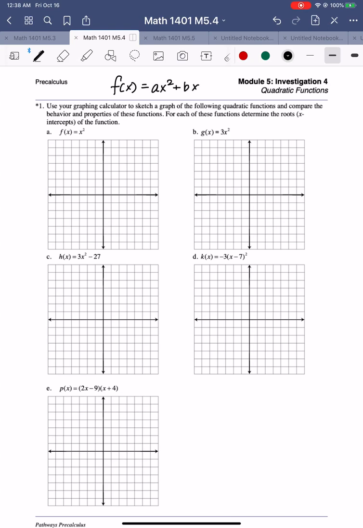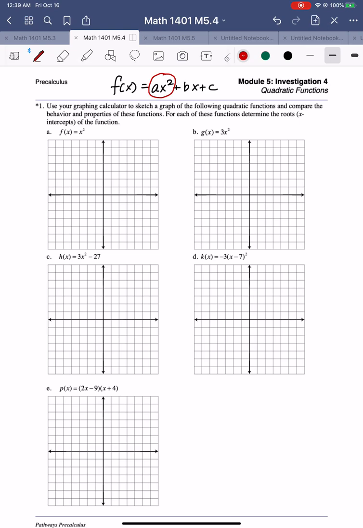bx plus c. As long as you have the ax squared, and the bx plus c you might see or you might not see, we call it a quadratic function. If you look at the a, b, c, d, e, those are functions we call quadratic functions because x has a degree of 2.